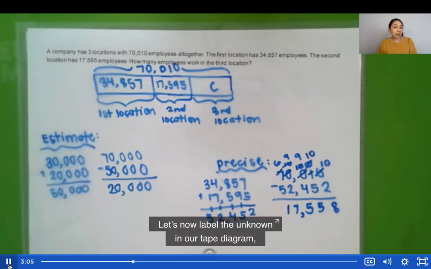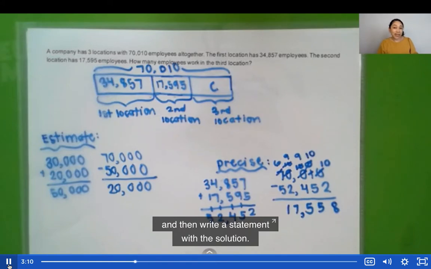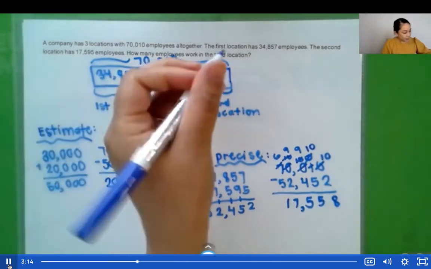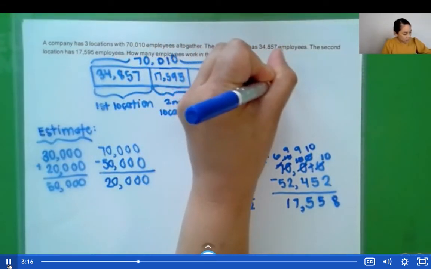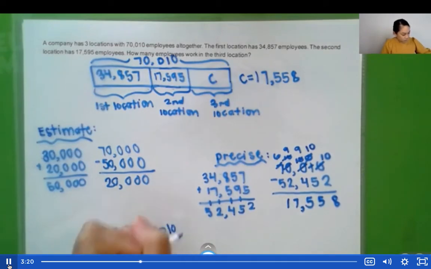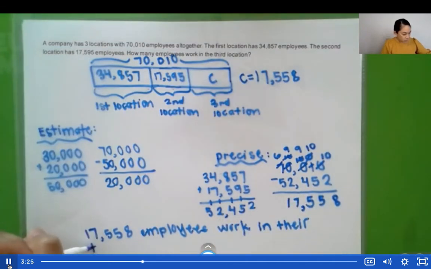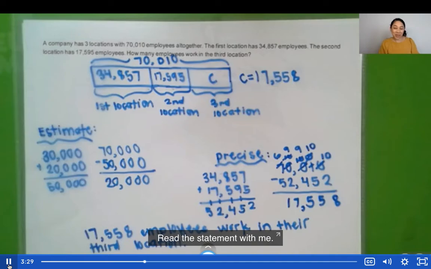Let's now label the unknown in our tape diagram, and then write a statement with the solution. Read the statement with me. 17,558 employees work in the third location.